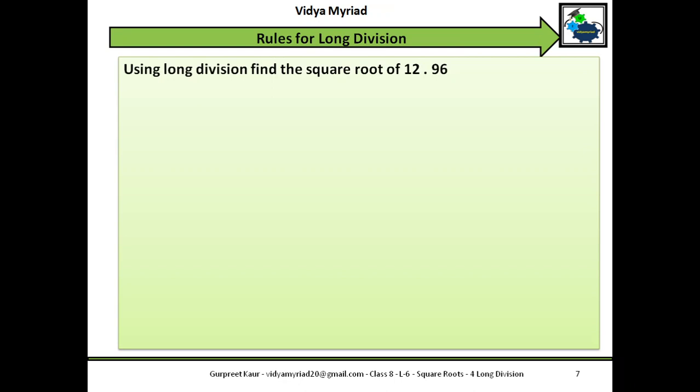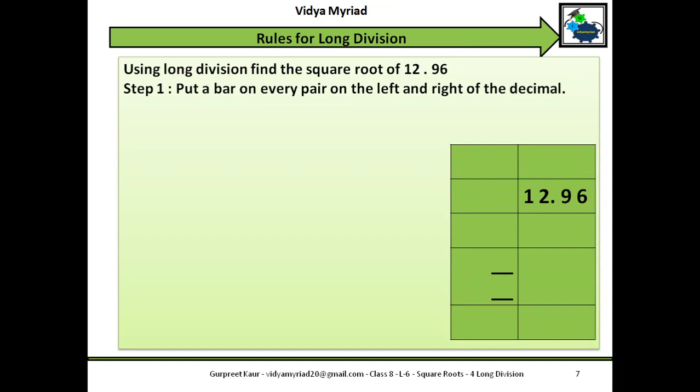12.96. Still the rules are the same. Okay, let us do it. Now put an arrow or a bar. See, there is a 12 before the decimal, and after the decimal 96. So put a bar on both, 2 digits and 2 digits, right and left.